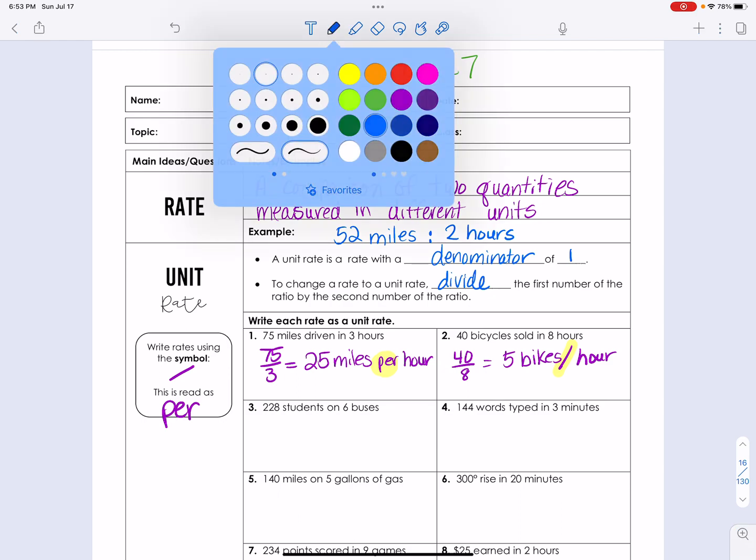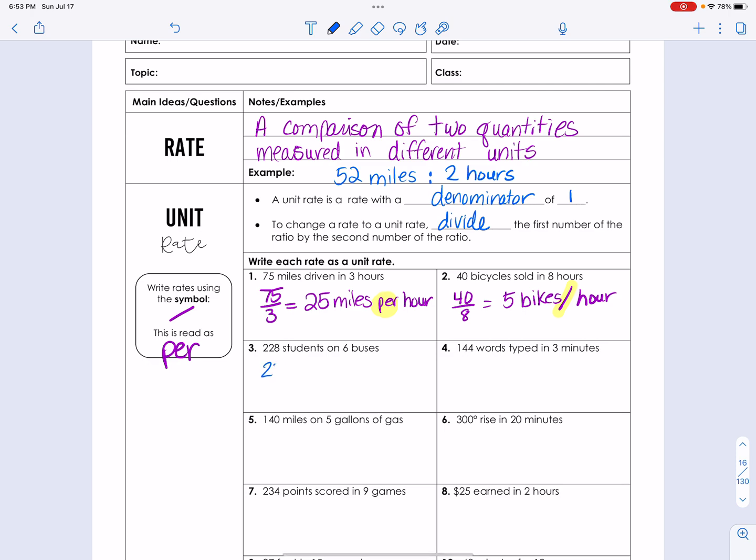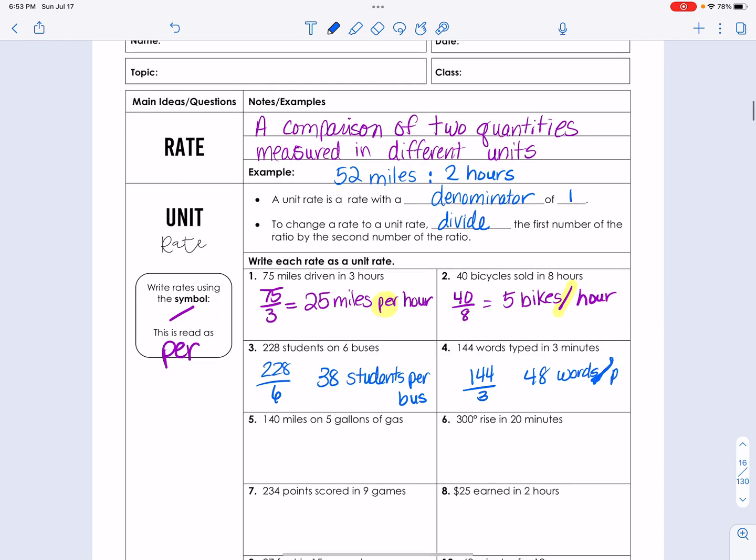I don't care. I'm probably going to kind of go back and forth so you can kind of see. All right. So 228 students on 6 buses. So that's 38 students per bus. And then 144 words typed in 3 minutes. And so that's going to be 48 words per, it means per minute.